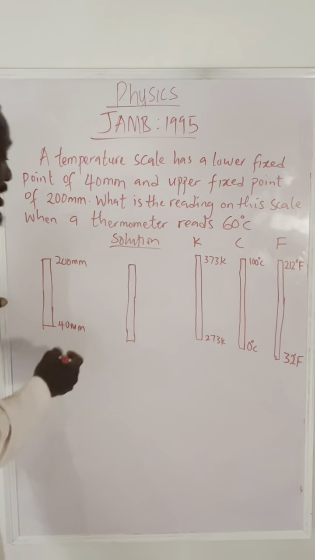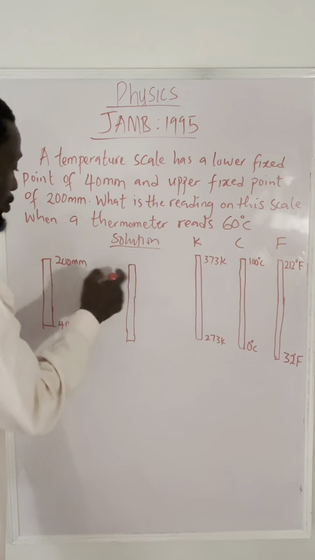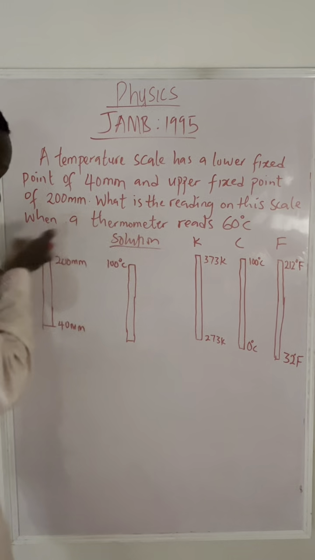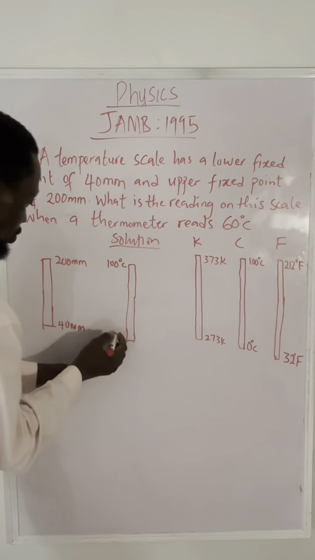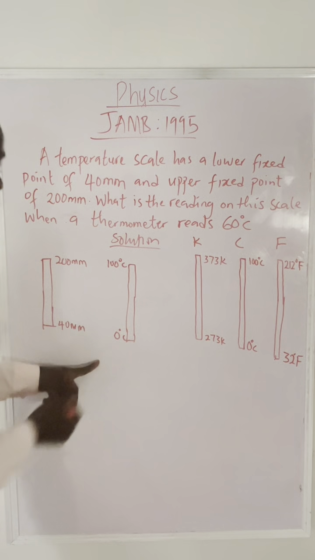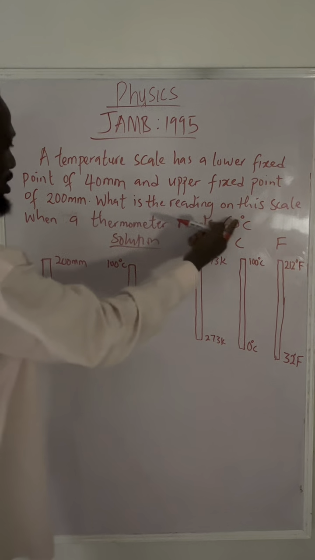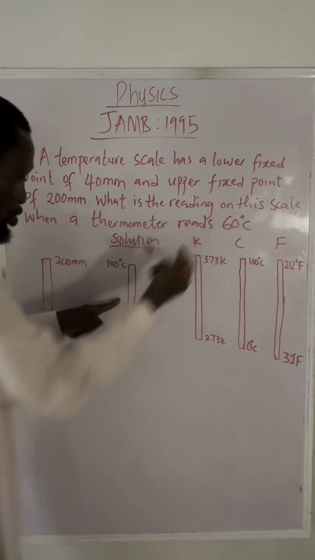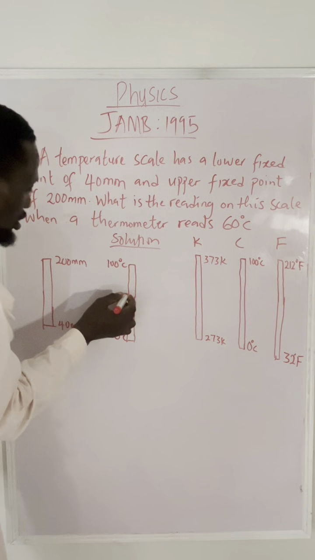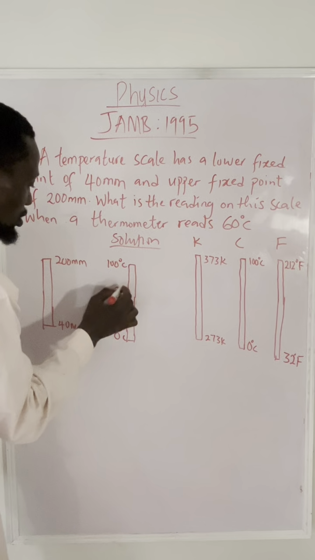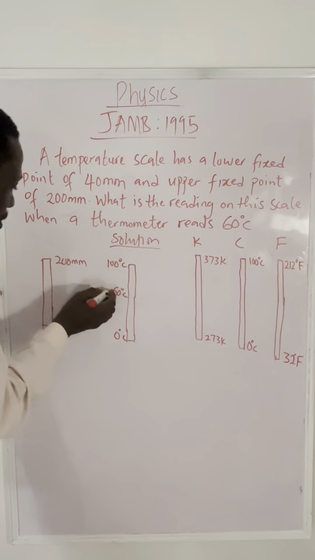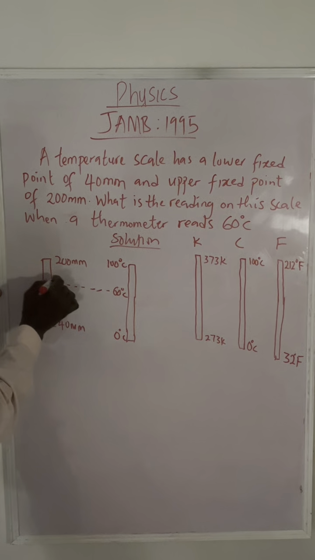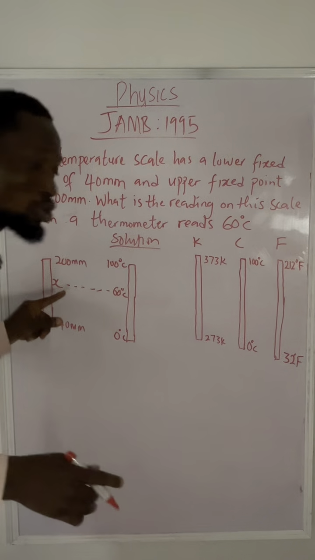So I'm going to draw another scale here, and this one is in degrees Celsius. The upper fixed point of this is 100 degrees Celsius, and the lower fixed point is 0 degrees Celsius. Now, the questioner asks what the reading on this scale will be when the thermometer reads 60 degrees Celsius. Let's say our 60 degrees Celsius is around this point here. What is going to be the same reading on this scale? Let's say it is X, because we don't know it.